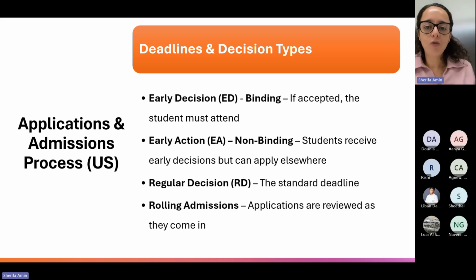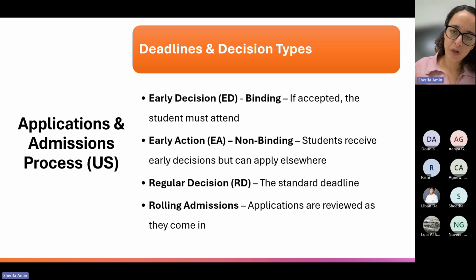So unlike UCAS, where all applications more or less follow the same timeline, US universities have different deadline categories. The first one is early decision. This deadline is usually in October and November, to be more specific. And early decision is binding. So if a student applies to a university early decision, and they get accepted, it means they have to go.